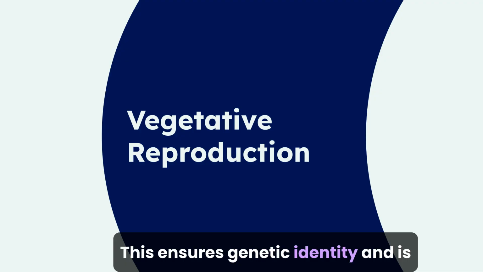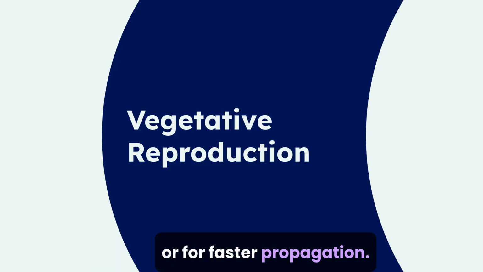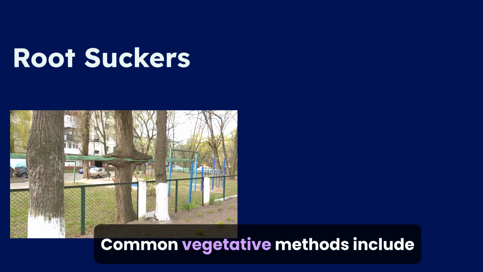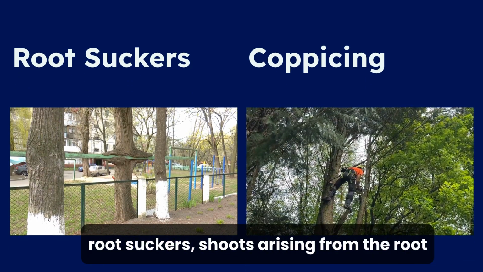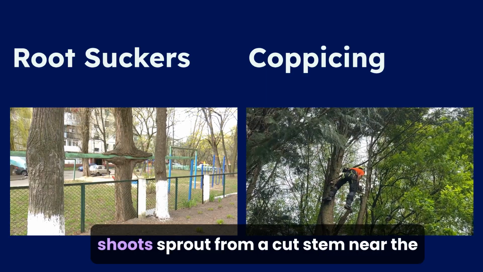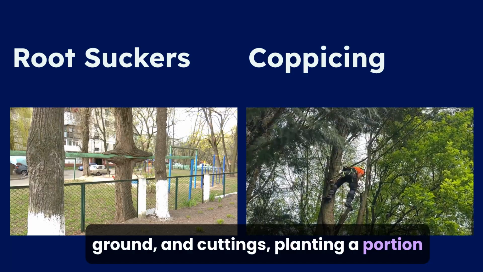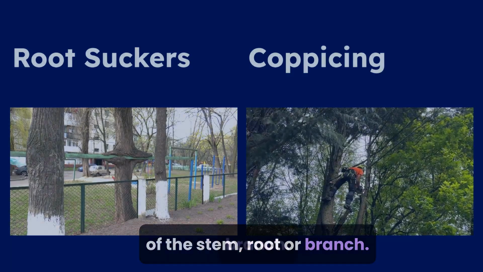This ensures genetic identity and is advantageous when seeds are not viable or for faster propagation. Common vegetative methods include root suckers, shoots arising from the root of a woody plant, coppicing, where new shoots sprout from a cut stem near the ground, and cuttings, planting a portion of the stem, root, or branch.